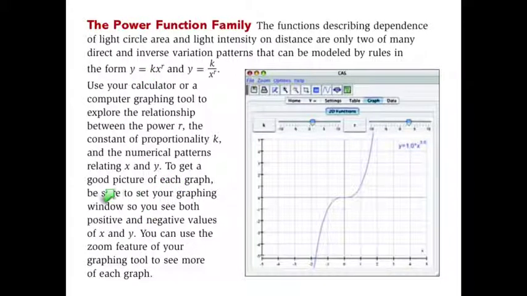To get a good picture of the graph, be sure to set your graphing window so you can see both positive and negative values of x and y. In this graph, it's a little bit blurry, but this goes from -5 to +5 on the x-axis and from -5 to +5 on the y-axis. Those are good settings for your calculator. As long as you can see both the positive values of x, the negative values of x, and the same for the positive values of y and the negative values of y, you should be okay. You can usually use the pinching motion on your iPad calculator to zoom in or out.